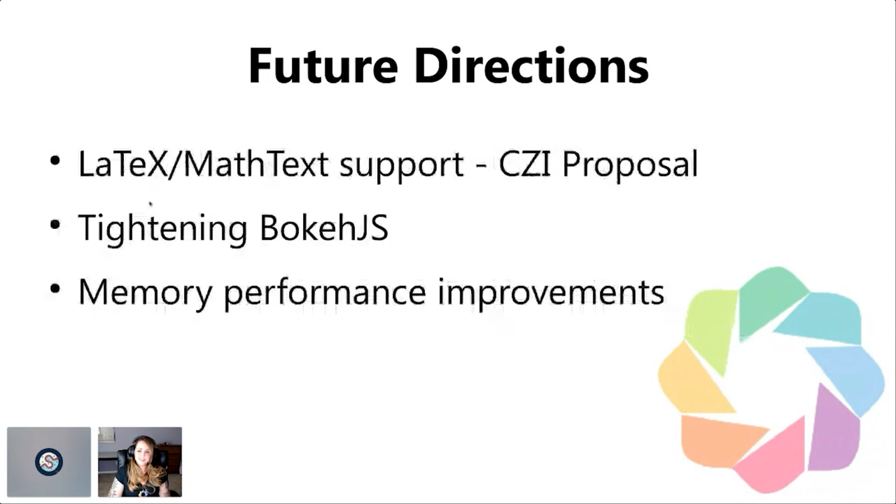A few random things to finish up with: we are hoping to get some CZI funding to work on LaTeX and MathTeX support. That's been asked for a while, and we're trying to prioritize that. And then some backend improvements involving tightening BokehJS. That would go hand in hand with what I was talking about earlier with making that Python part independent and invisible, making the JS invisible. And then memory performance improvements that are just cleaning up evidence of organic growth in the library, just tightening things up overall.